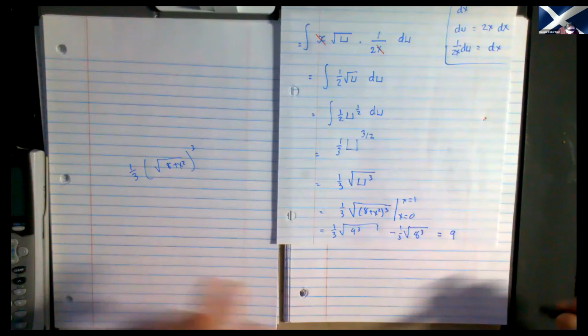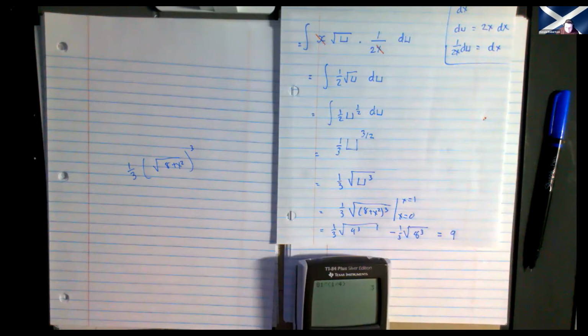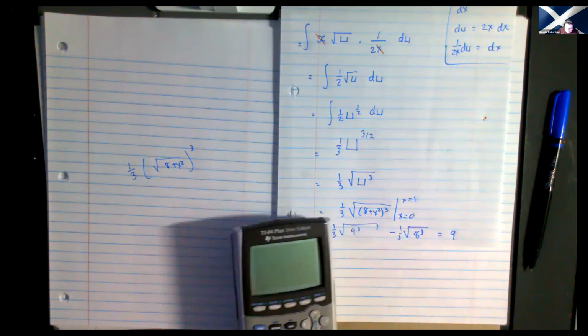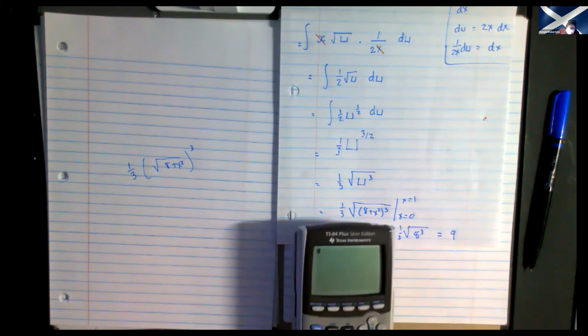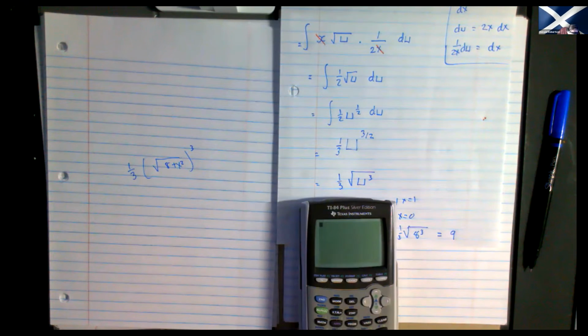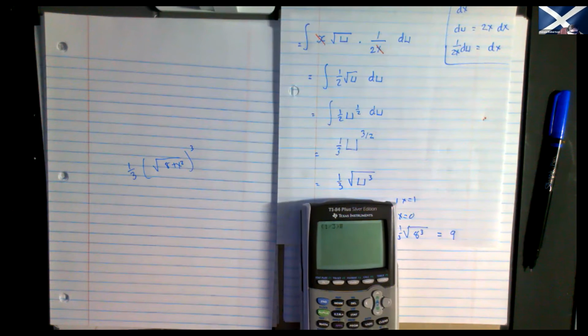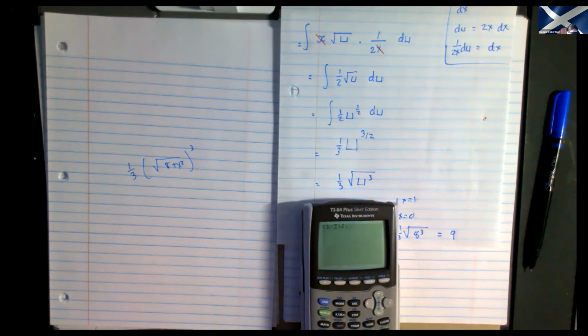And if you don't trust me, because I don't trust myself, let's see if I can do 1/3 the square root of 9 cubed. So I put brackets around things because you're never sure when you need them. There's 1/3 square root of 9 cubed.